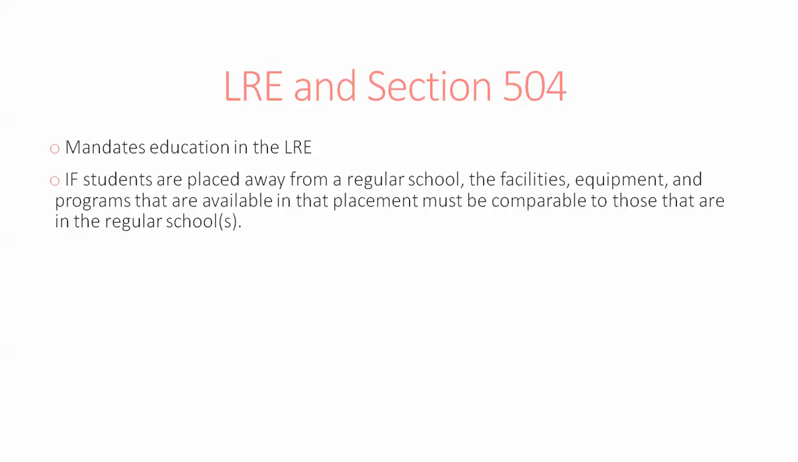If there are students who are placed away from a regular school, the school's facilities, equipment, and programs that are available in that placement must be comparable to those in the regular school, which means that all students are to get the same level of education even if they are disabled and learning at a slower level.